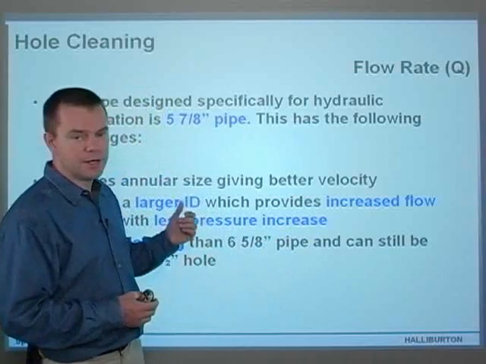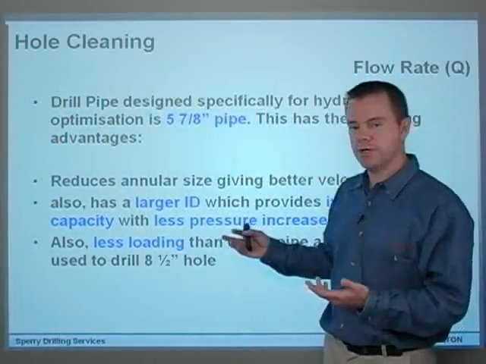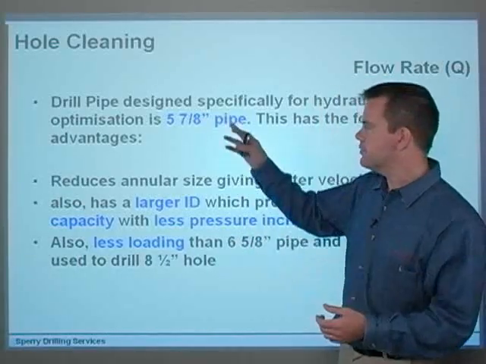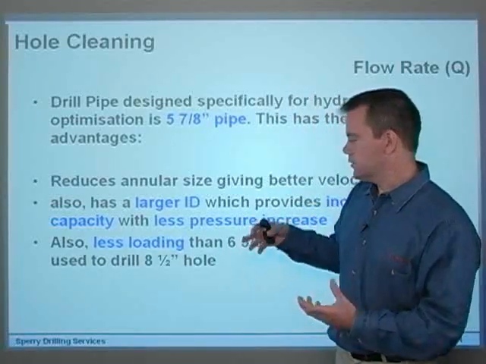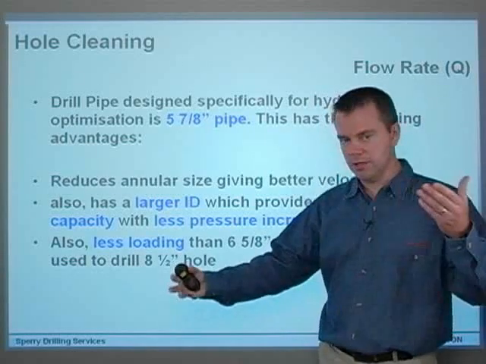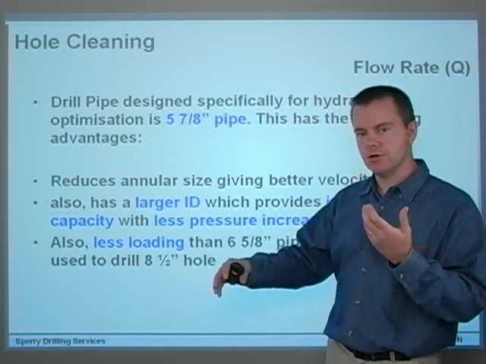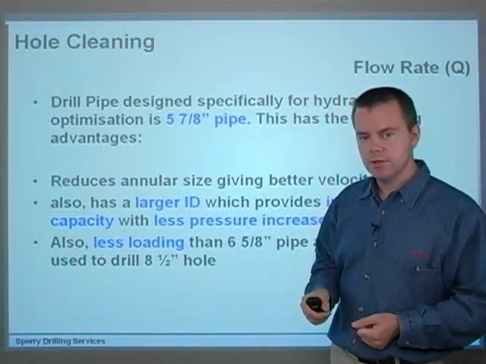It also has a larger ID, which provides an increased flow capacity with a less pressure increase. So if the ID of the pipe is larger than, say, normal 5-inch pipe or 5.5-inch pipe, then the pressure drop within the pipe, which is the main part of your standpipe pressure, if you remember correctly, the pressure drop within the pipe will actually be less because the ID is larger.